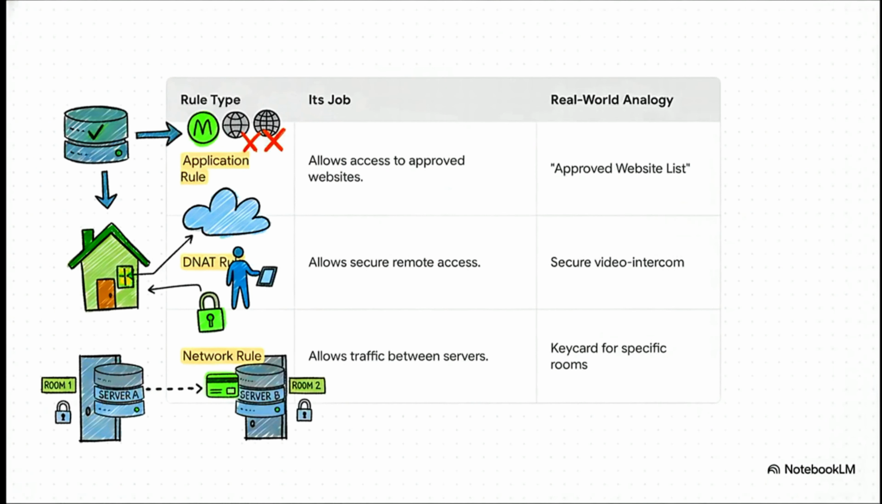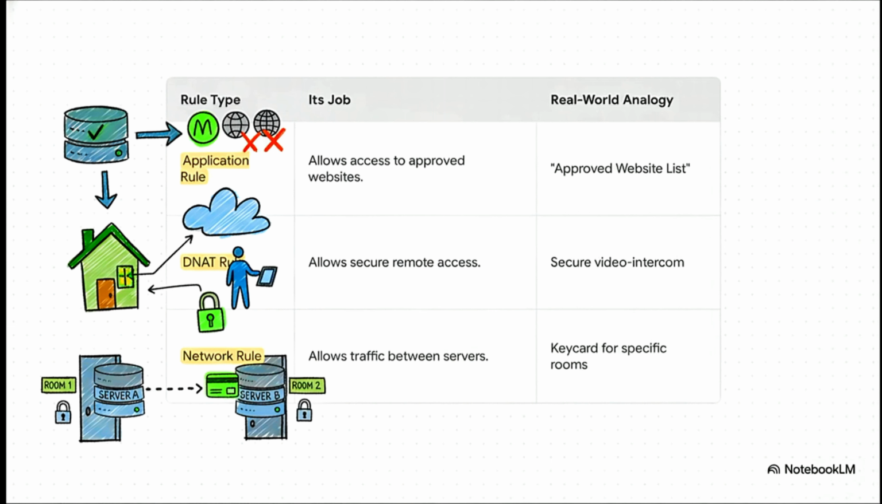And inside this policy, we're basically setting up 3 different kinds of rules. The analogies here are actually perfect. First, you've got the application rule. This is literally an approved website list for our servers. We'll set it so they can only visit, say, Microsoft.com and absolutely nothing else. Then there's the DNAT rule. This is like a secure video intercom at the front door of an office building. It lets a visitor from the outside connect to one specific office and nowhere else.